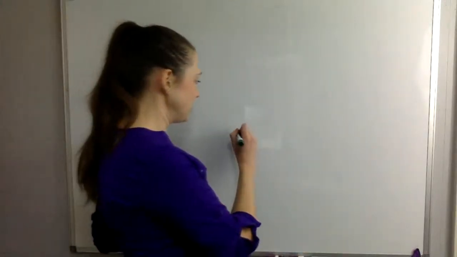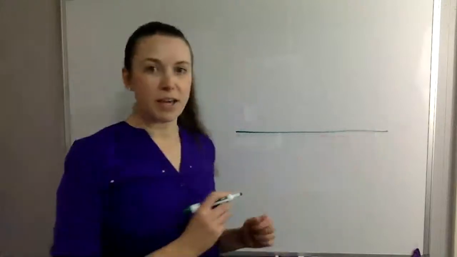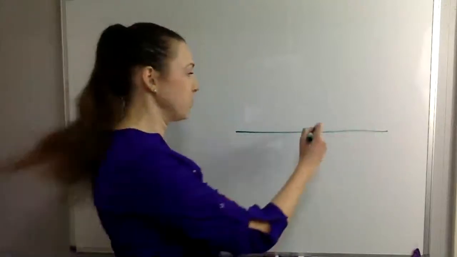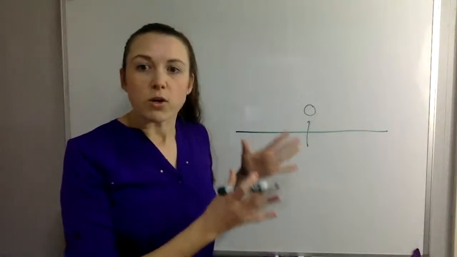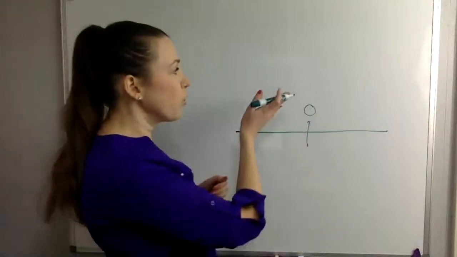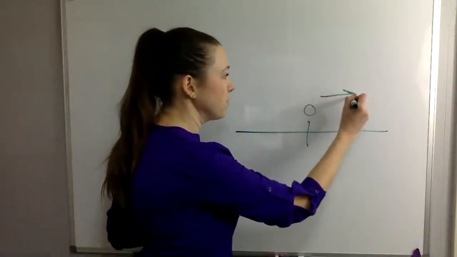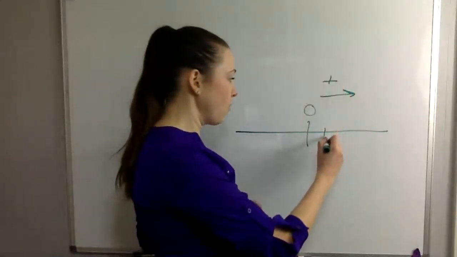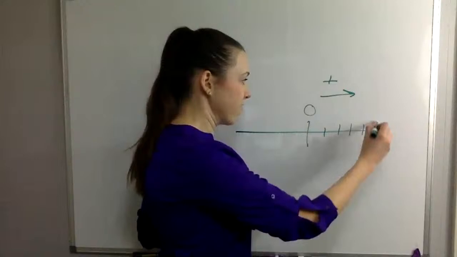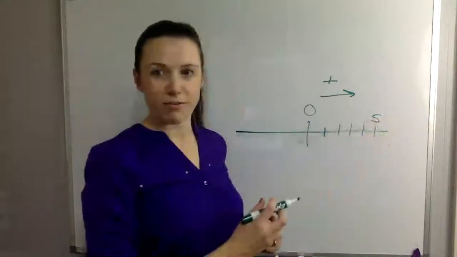Okay, so this is going to be our number line, okay? And we're going to put the 0 right here in the middle. And whenever we go positive, we're going to go to the right, okay? So I want you to remember positive means to the right. So I'm going to go 1, 2, 3, 4, 5, and I'll just put a little 5 right there.